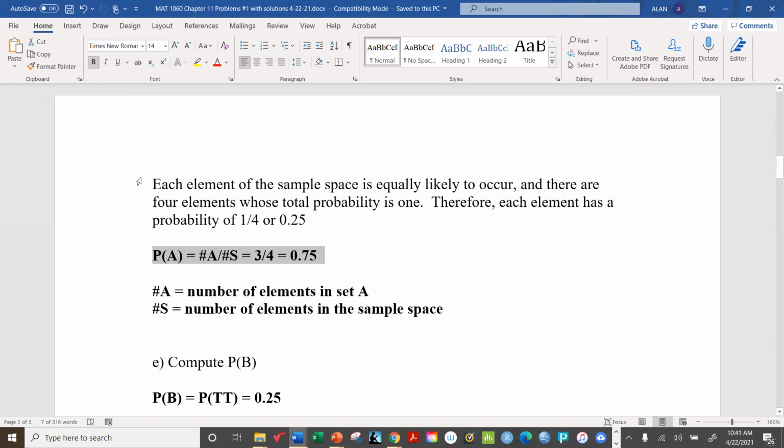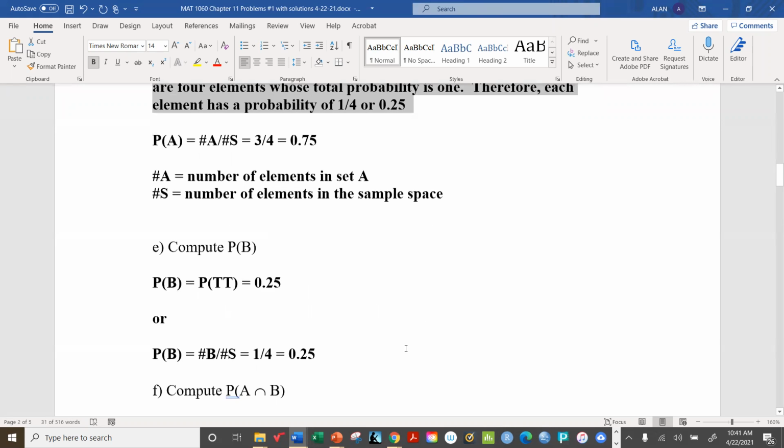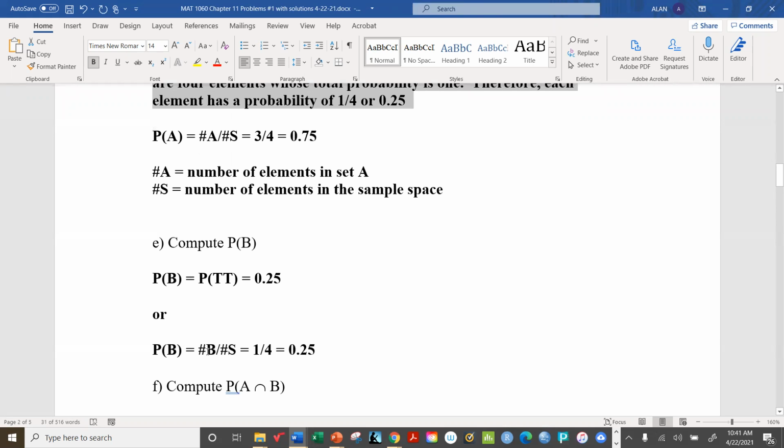All right. Now, based on the same logic, B must have a probability of 0.25 because it consists of a single element, TT. And remember, each of these elements has the same probability, which is 0.25. Or alternatively, you can just recognize that there's only one element in B out of 4 in the entire sample space, and that gives you 0.25.